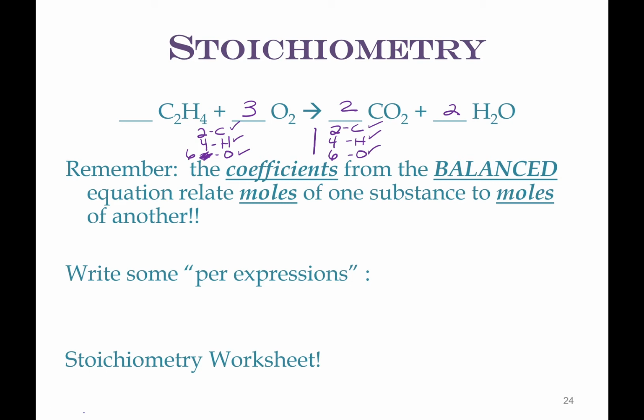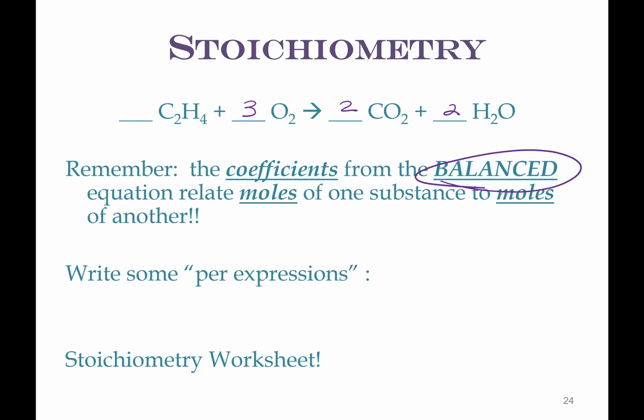In order to do any type of stoichiometry, the first step is always balance the equation. So you must start with a balanced equation. If you don't, then you don't have a balanced recipe and you won't get cookies, you'll get something else. So you won't get the products you want if you don't use a balanced chemical equation.